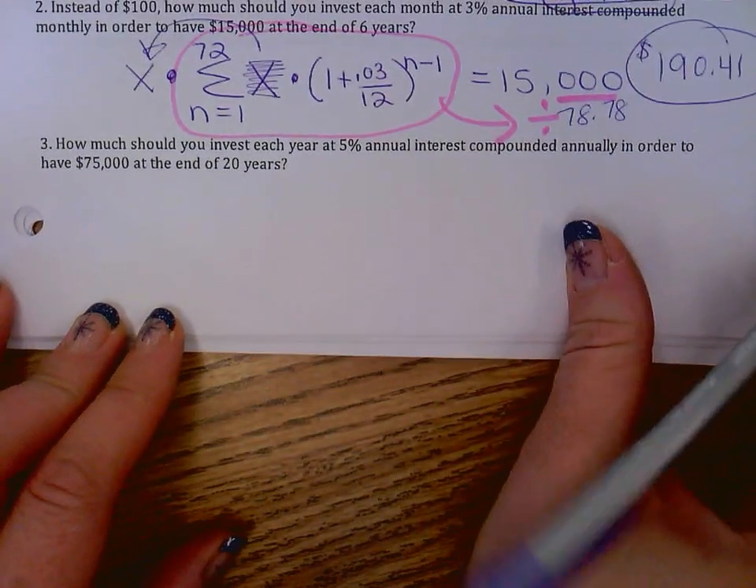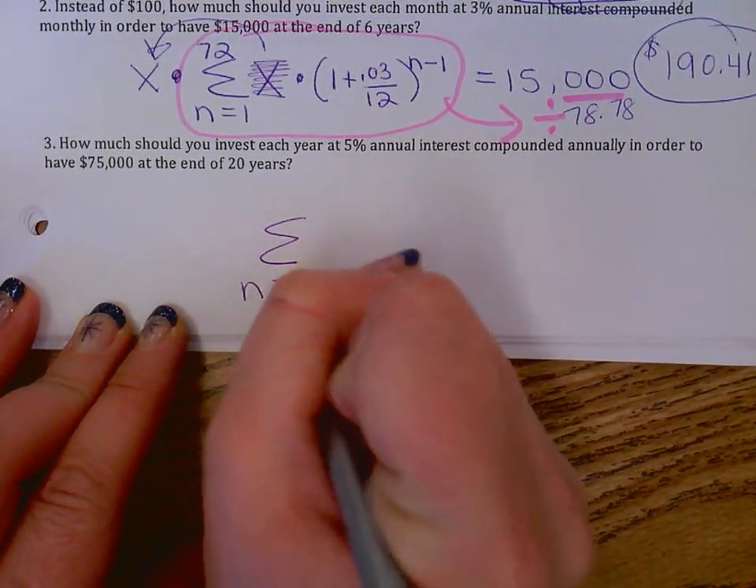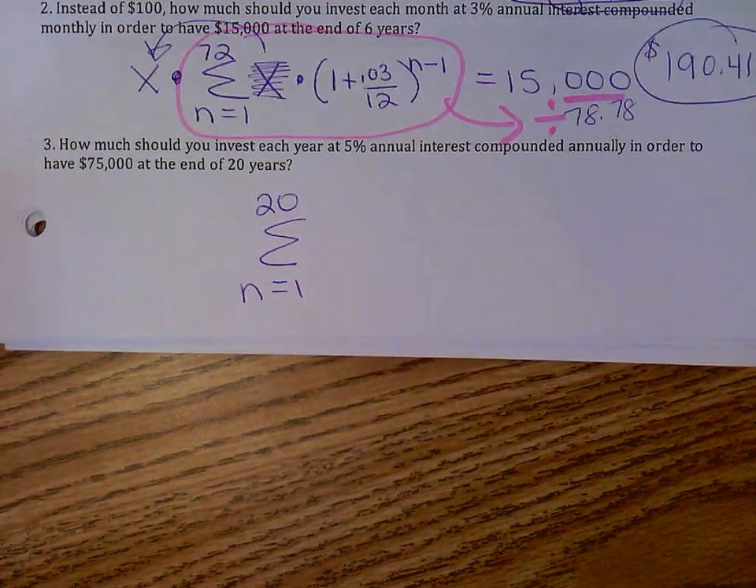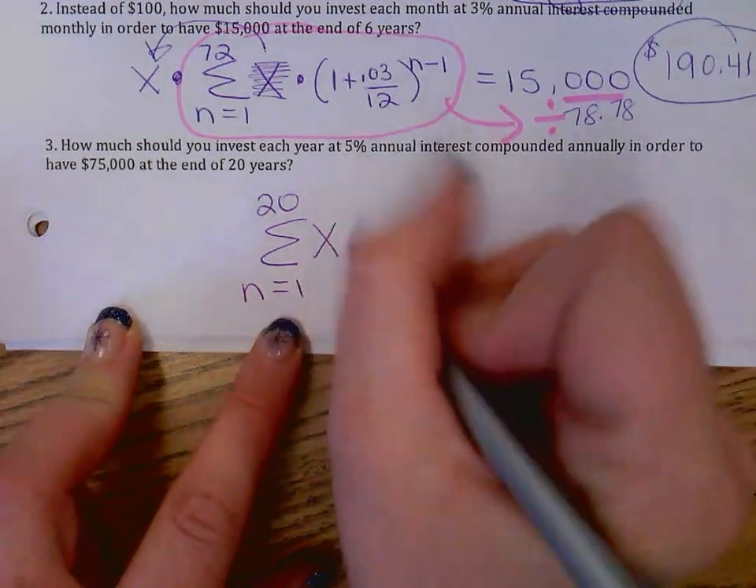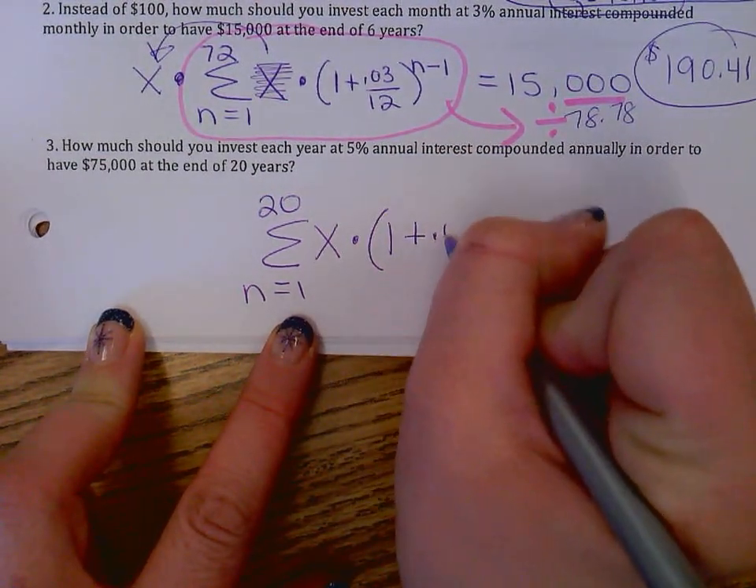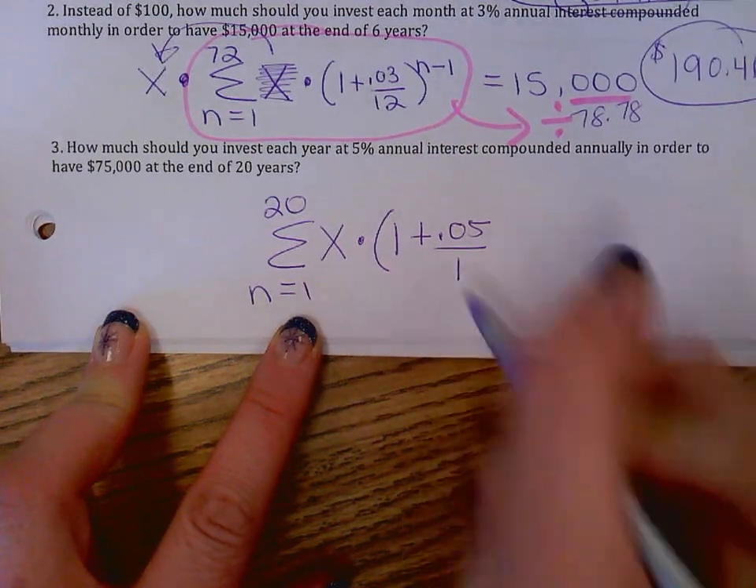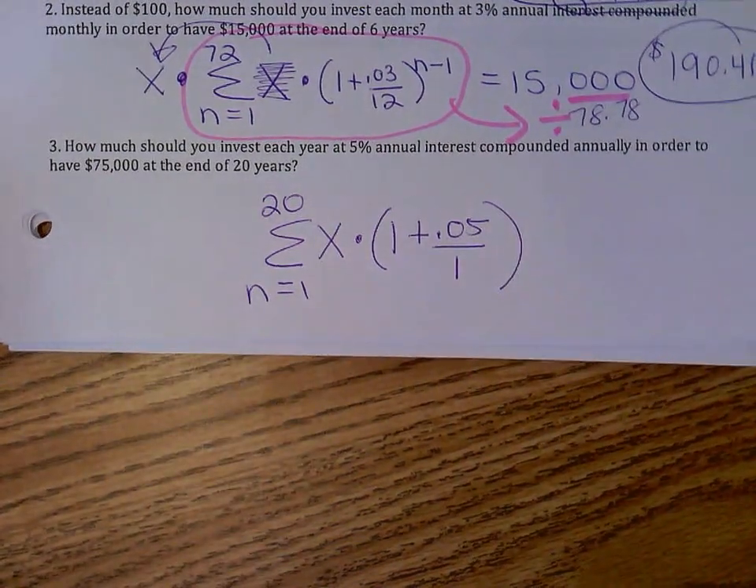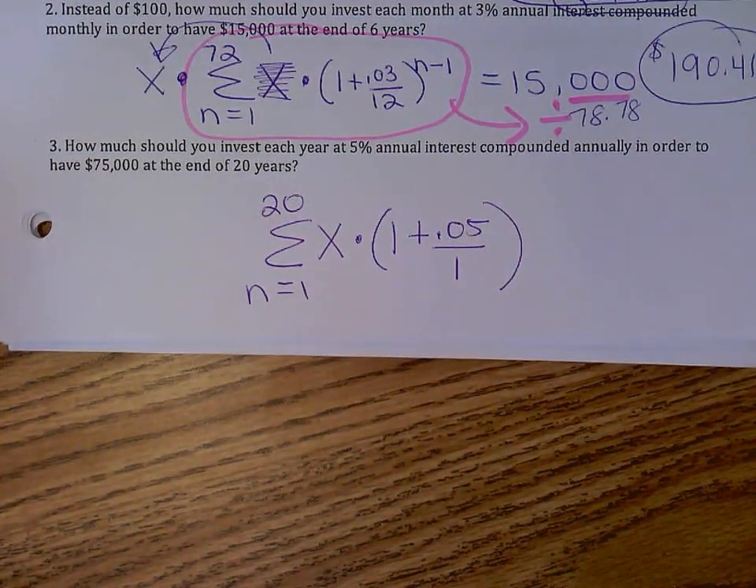N is going to go from 1 to 20 this time, because it's not monthly interest, right? It's annual interest. You're only going to get 20 compounds in 20 years. I still like writing my X there because I don't know how much to invest. I'm getting 5% compounded annually. I don't even have to write it like this. I could really just write 1.05 to the n minus 1 power.